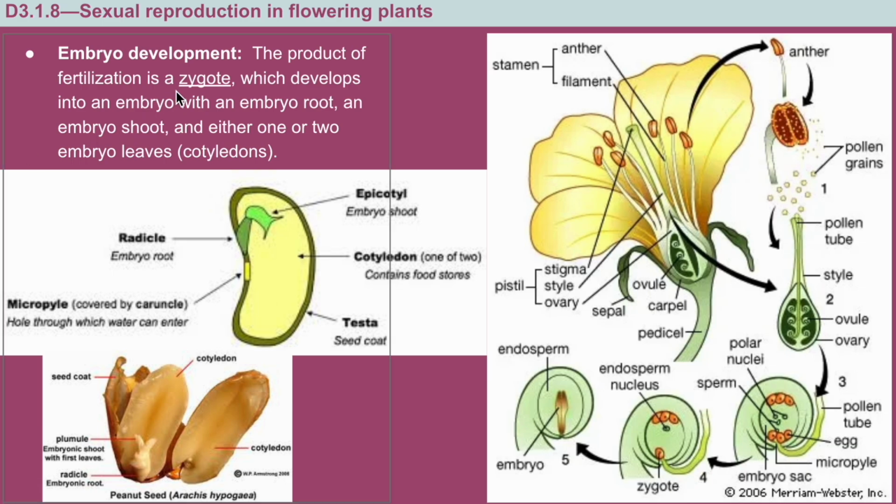And so then lastly, we have embryo development. Once fertilization occurs, we have a zygote, a new diploid cell, which then develops into an embryo with an embryo root, an embryo shoot, and either 1 or 2 embryo leaves called cotyledons, from where we get the terms monocot and dicot.